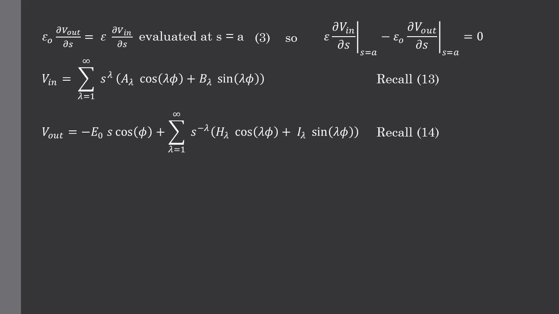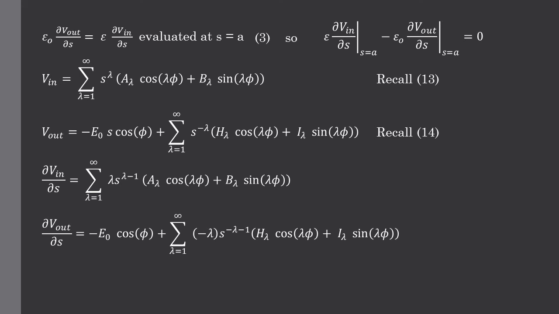And now we can recall V in and V out. They were equations 13 and 14. And recalling them, the first thing we'll need to do is take the partials of them. So we'll take the partial of V in, and that's straightforward. All you do is you do term by term, take the partial derivative with respect to S, and the S to the lambda just becomes lambda S to the lambda minus 1. Similarly, we take the partial of V out, and that just gets us the first term. Partial with respect to S is 1, and for the rest of the terms, the partial of S to the minus lambda is just minus lambda times S to the minus lambda minus 1.